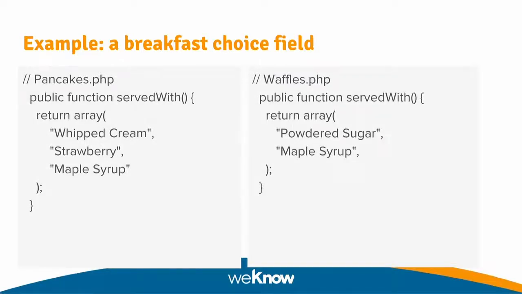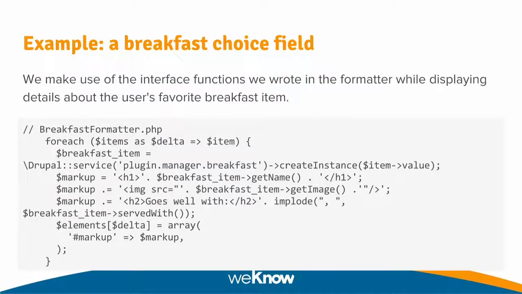So what it ends up looking like is, for pancakes, we create a function called served with, and you can extend it and say, well, pancakes are served with whipped cream, strawberry, and maple syrup. Waffles are only served with powdered sugar and maple syrup. This is all going to make sense in a minute. Now we have an interface, which means we can tell the developers what we're expecting and how to feed our plugin. We have a formatter, right?